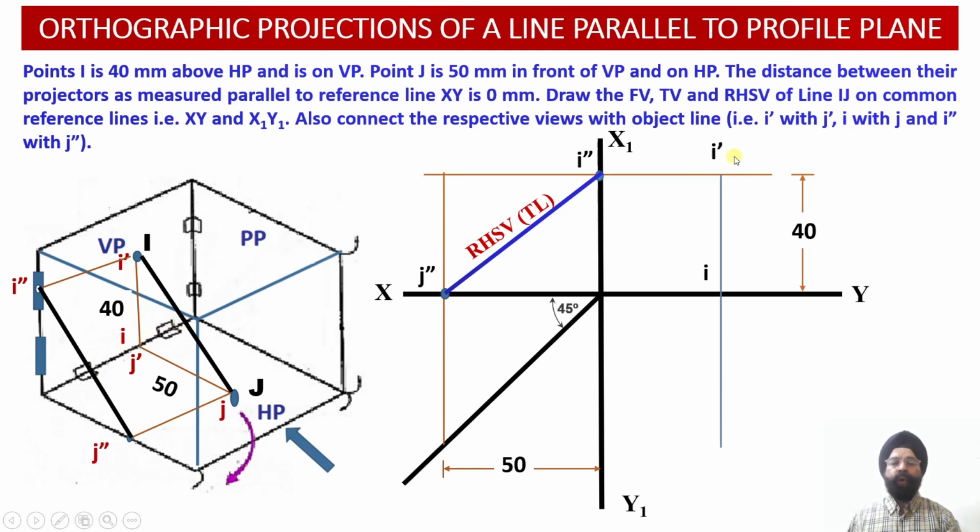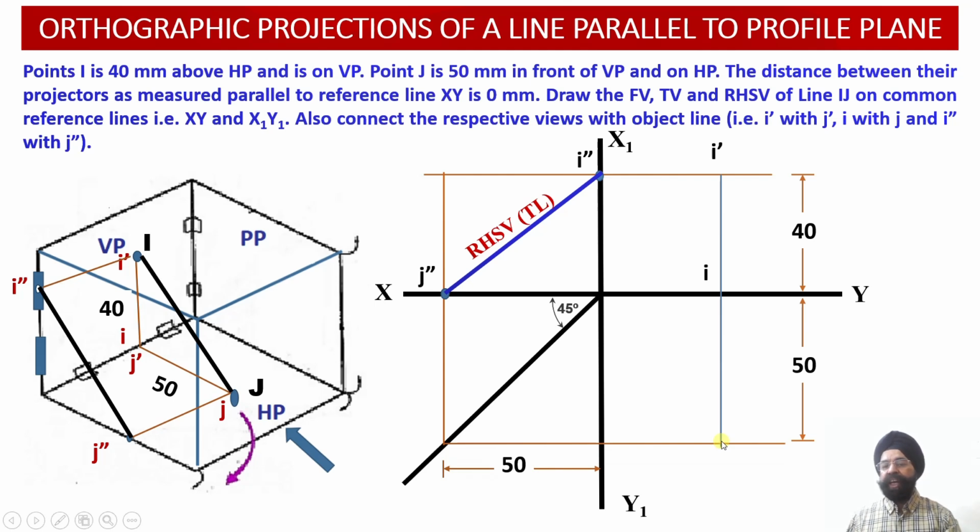Similarly, let us evaluate the location of the projections corresponding to the point J. We know that this point J lies at a distance of 50 millimeter in front of the vertical plane. This means that point J will be located in the first quadrant, 50 millimeter below the xy reference line. So please check, 50 millimeter below the xy reference line. I can mark the location of the point J over here.